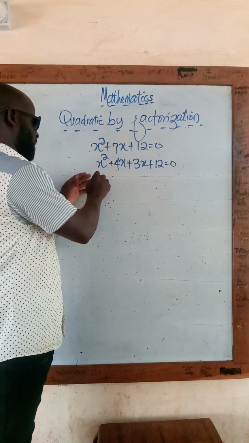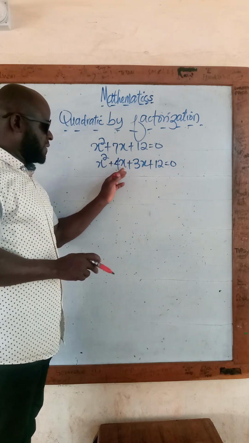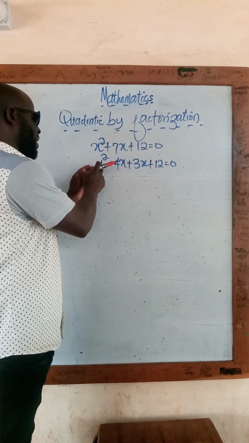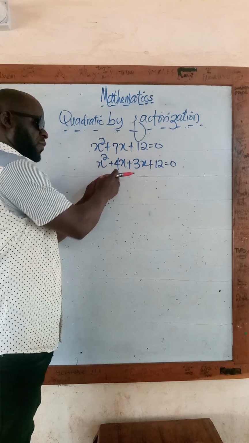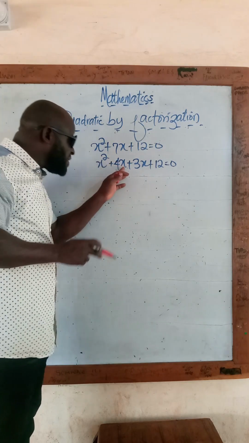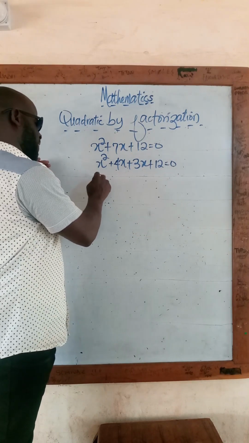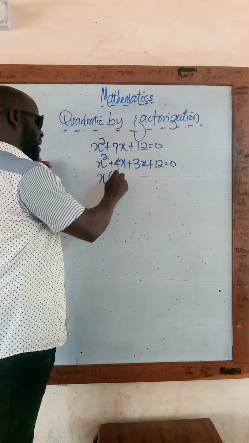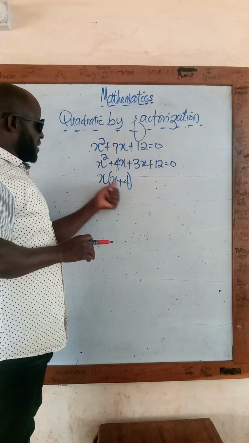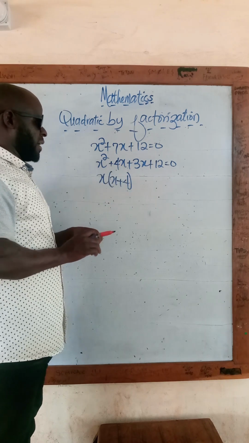So the first one is x squared plus 4x. The last one, 3x plus 12. Now, between x squared and 4x, what is common here? What you can actually see here and also see here is x. So you put it out. This is x into x plus 4, because x times x will give you x squared, and x times 4 will give you 4x.